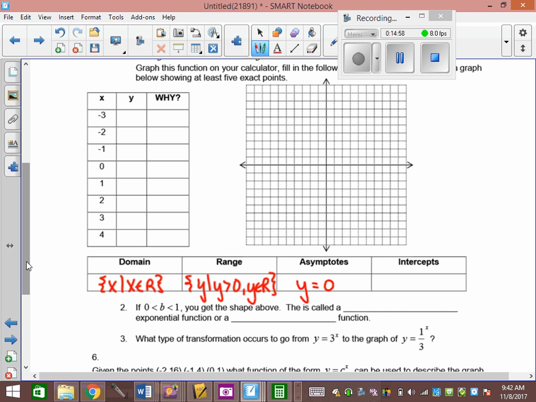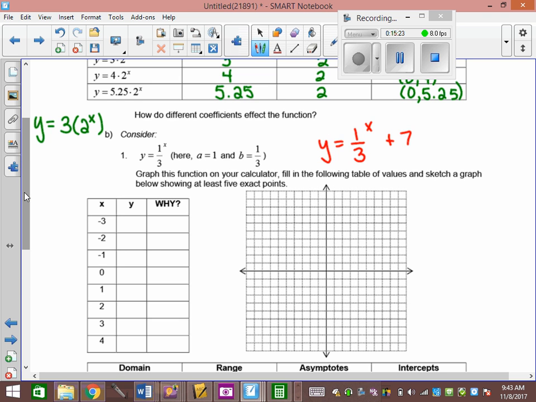Do I have any x-intercepts? No. Now, some people will say you can never have x-intercepts because the asymptote is on the x-axis. Never is a little bit strong. In these instances, you can't have any x-intercepts because the asymptote is on the x-axis. But if I move my asymptote off the x-axis, I could possibly have x-intercepts, correct? Now, this one here where I did 1/3 to the x plus 7, I'm not going to have any x-intercepts because the entire graph is above 7, right? If the entire graph is above y equals 7, there's going to be no x-intercepts.